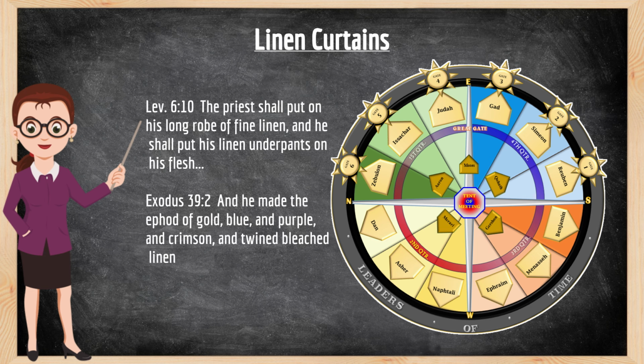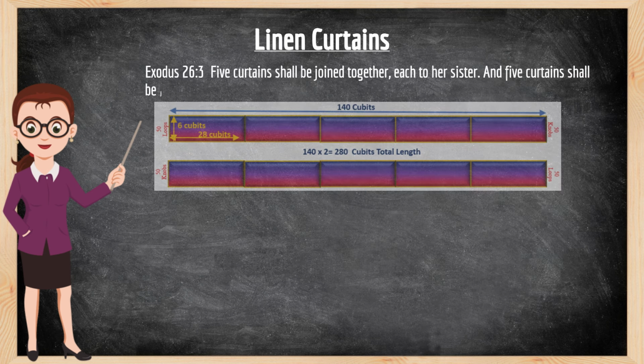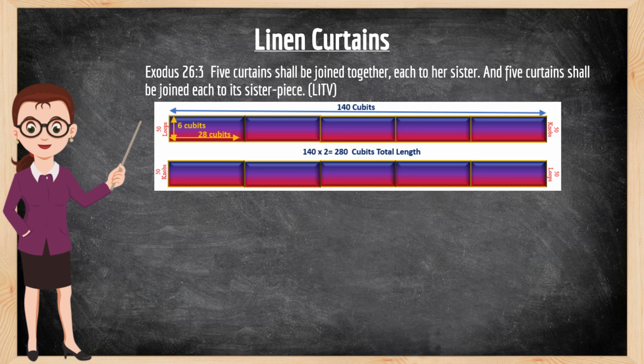Leviticus 6:10, and the priest shall put on his long robe of fine linen, and he shall put his linen underpants on his flesh. Exodus 39:2. And he made an ephod of gold, blue, and purple, and crimson, and twined bleached linen. Now we need to pay special attention to this next verse, as it tells us exactly how these two pieces sister together.